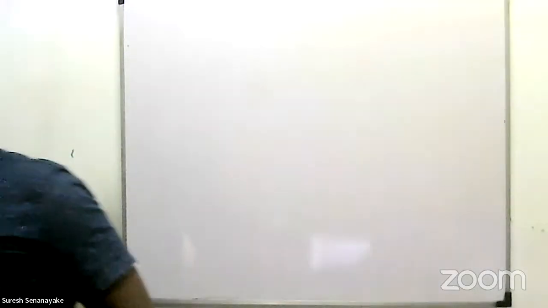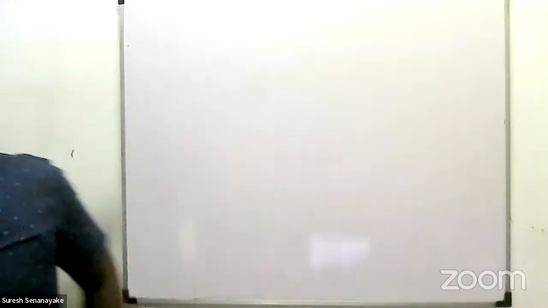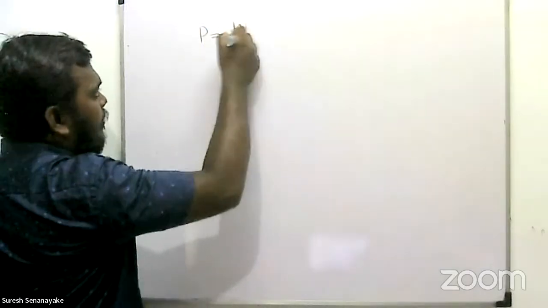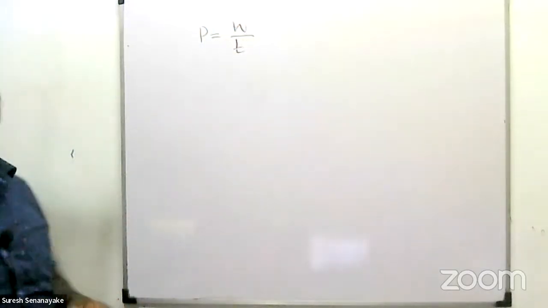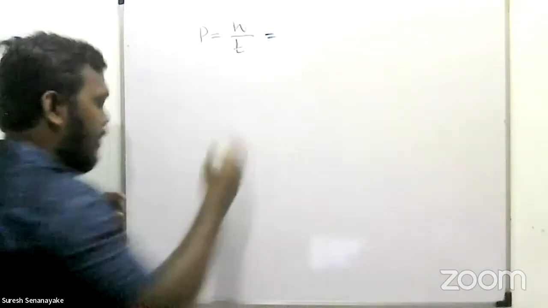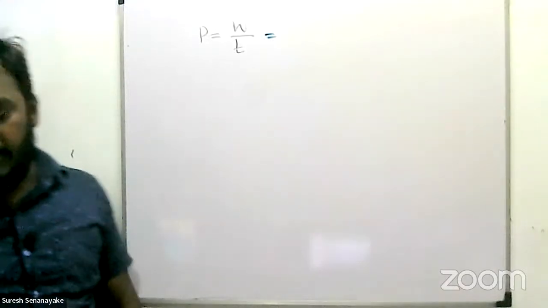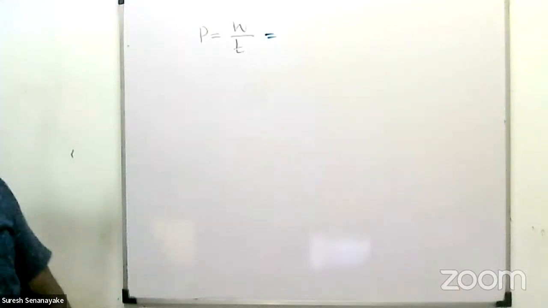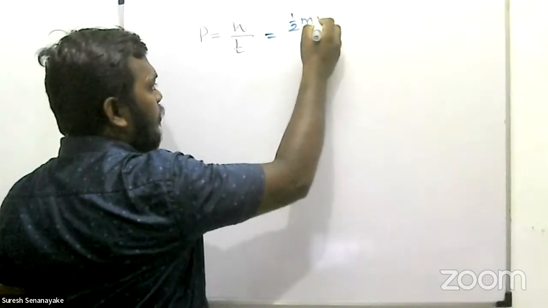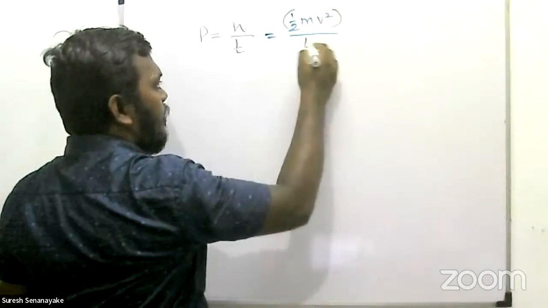Let's see then. That's 60 bullets per 1 minute, yes, 1 minute. So the power developed by the gun is the work done divided by the time, right? That work done you can find. That's the kinetic energy converted, right? So you can directly use the kinetic energy, that is half mv square. Then you can write half mv square divided by time.